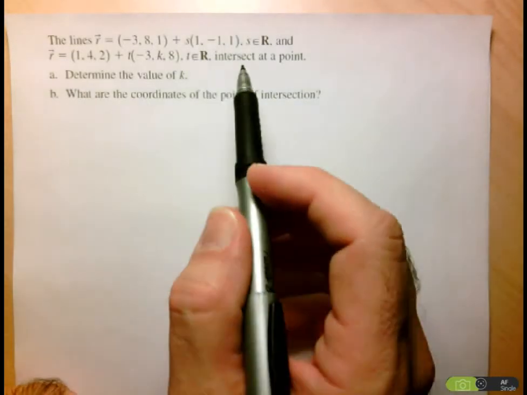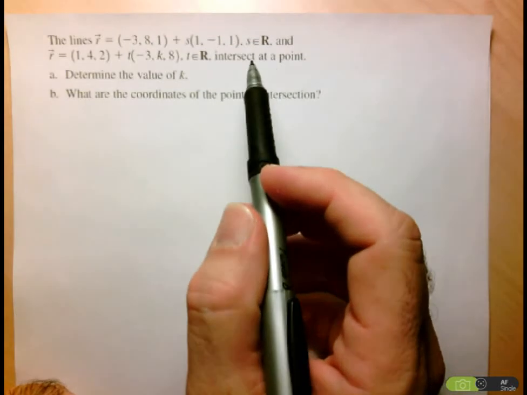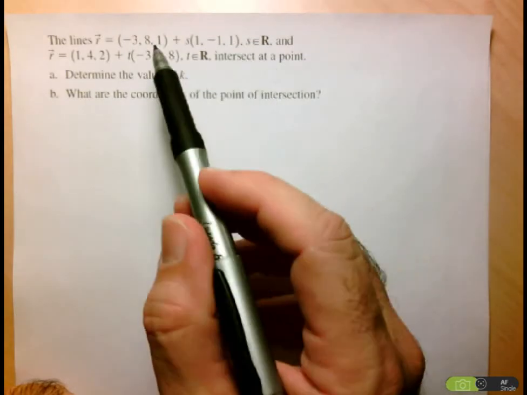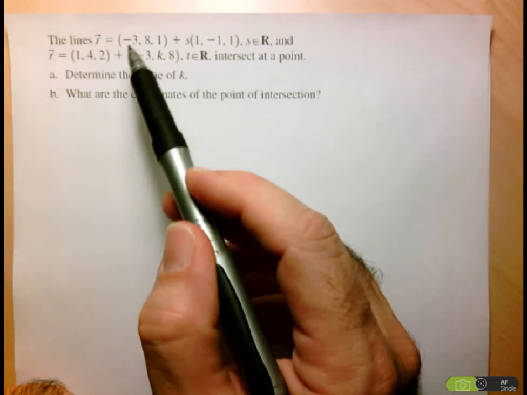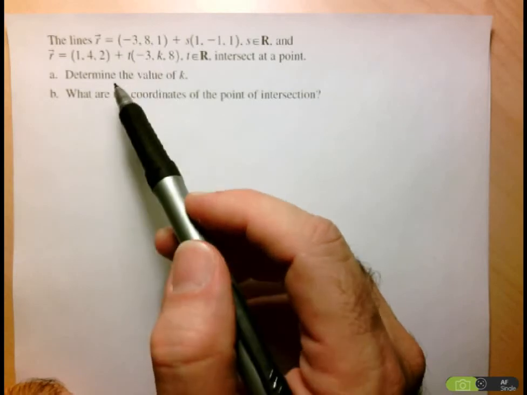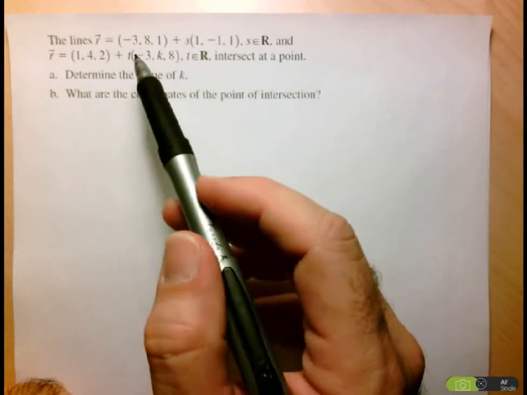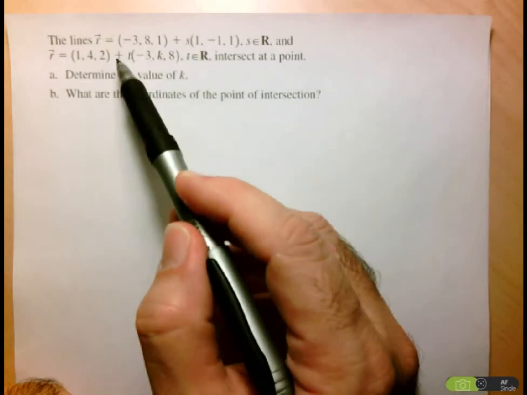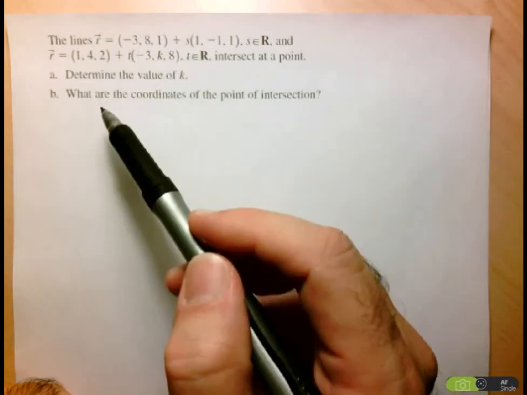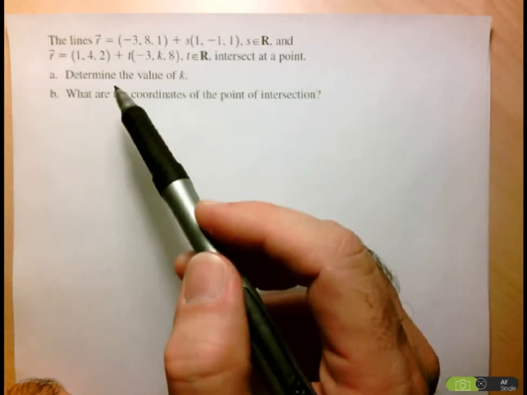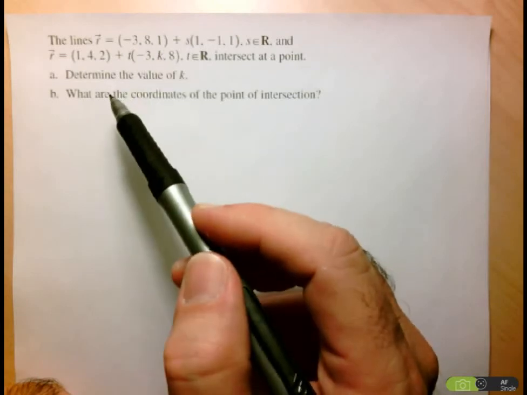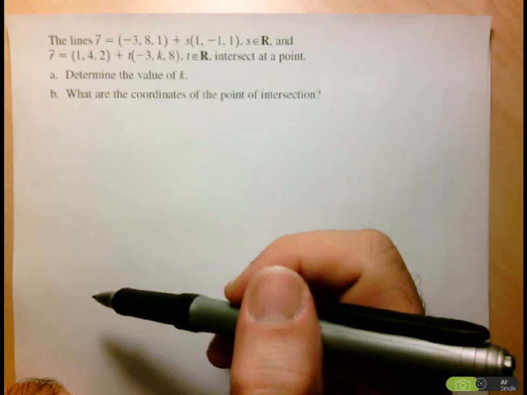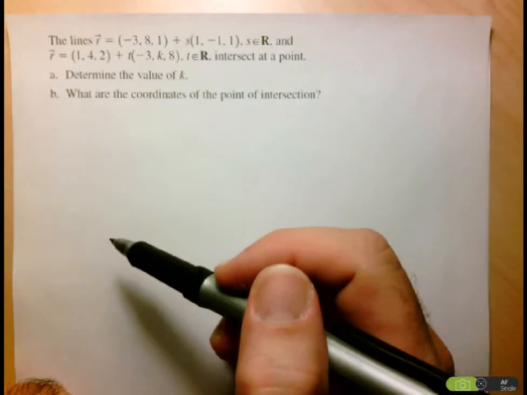So first thing, they tell us that they intersect at a point. That means that there is a point which is going to satisfy both of these equations. In other words, the x component of this point will be equal in both of the lines, as well as the y component and the z component. So this is what we use to set up a system of equations that we can then use to find the intersection between the lines. So we're going to proceed that way.